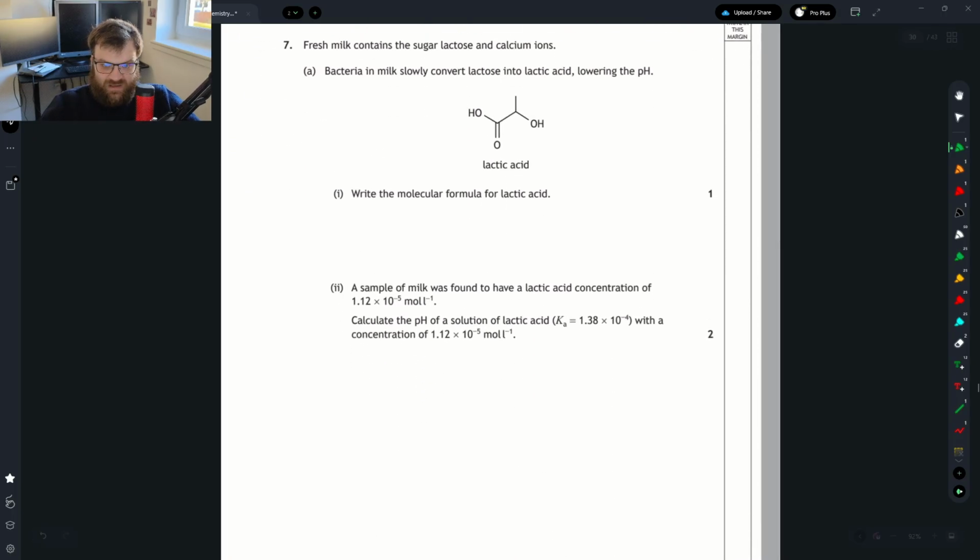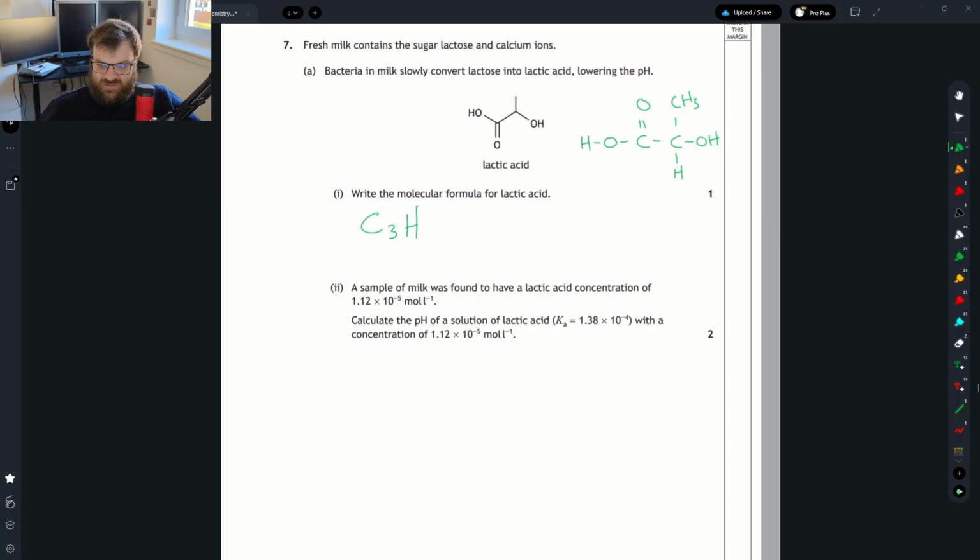Here we want the molecular formula. It might be best just to sketch it out very briefly. You'd have your OH group going to a carbon, double bonded to an oxygen, and another carbon with a CH3 group, and another OH on the end. Pop in all the H's that are needed for this. 1, 2, 3, so C3.